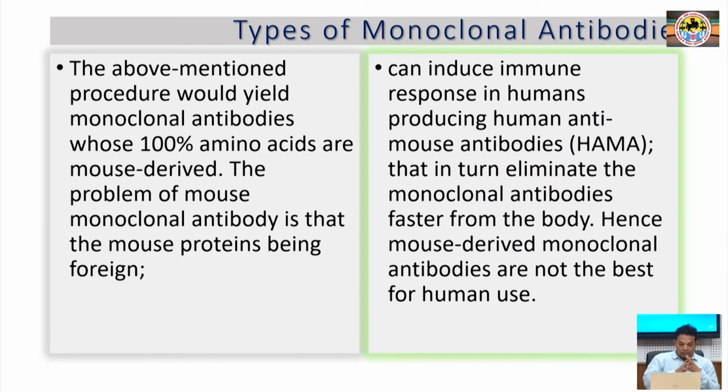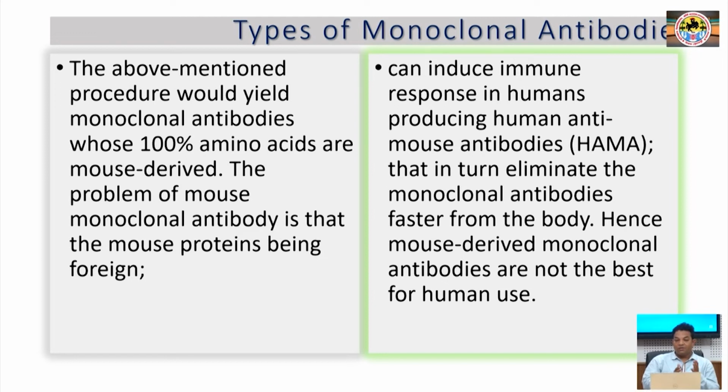Now, the above mentioned procedure would yield monoclonal antibody whose 100% amino acids are mouse derived. This is the basic problem, because we are just separating it from the mouse, and whatever its amino acids, the genetic information is not acceptable in the human being and is treated as a foreign protein. So, it can induce an immune response in humans, producing human anti-mouse antibodies.